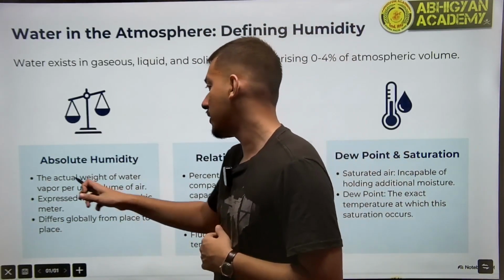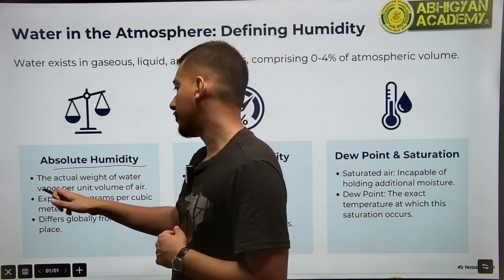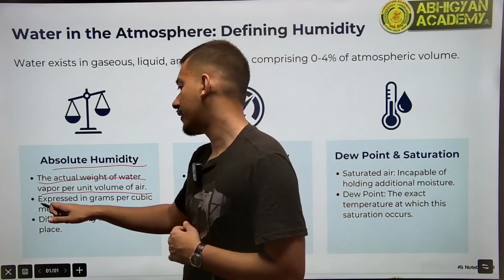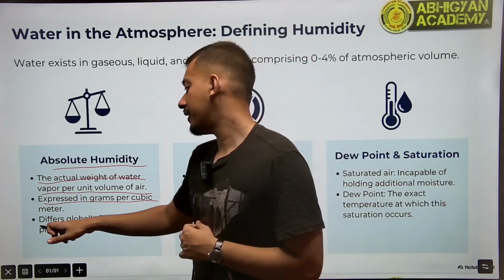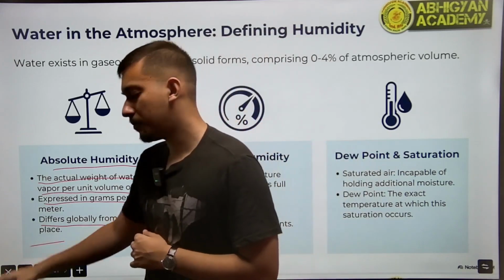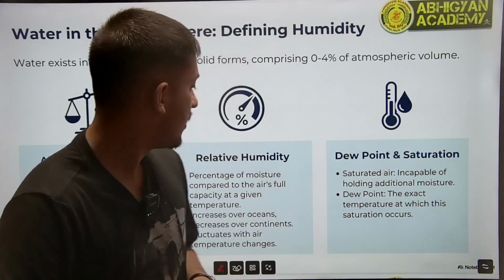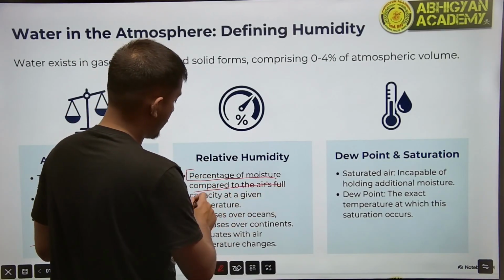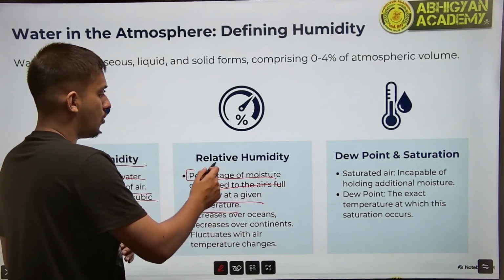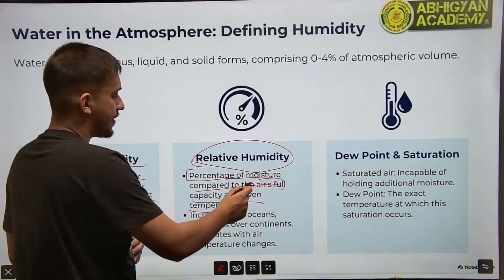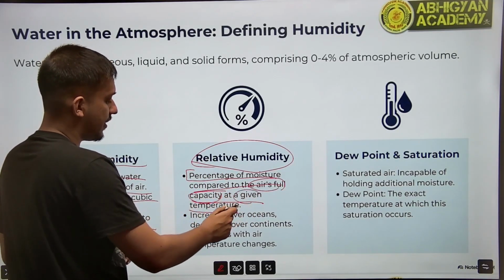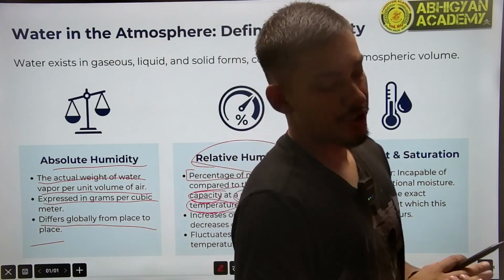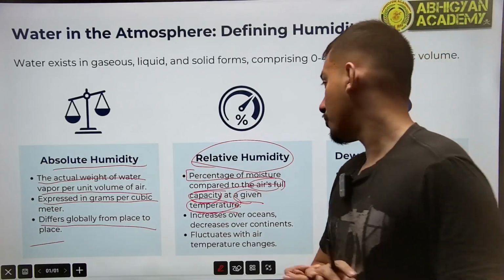So what is absolute humidity? Absolute humidity is the actual weight of water vapor per unit volume of air. It is expressed in grams per cubic meter. It differs globally from place to place, right? Then we have relative humidity. It is the percentage of moisture compared to air's full capacity at a given temperature. So in relative humidity, there is air's full capacity and a given temperature.